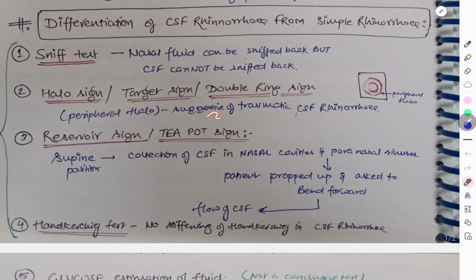The second one is the halo sign, or target sign, or double ring sign. Here you will see a peripheral halo. In the center red will be there, then the halo, and then again redness. That is called the target sign. It is suggestive of traumatic CSF rhinorrhea.